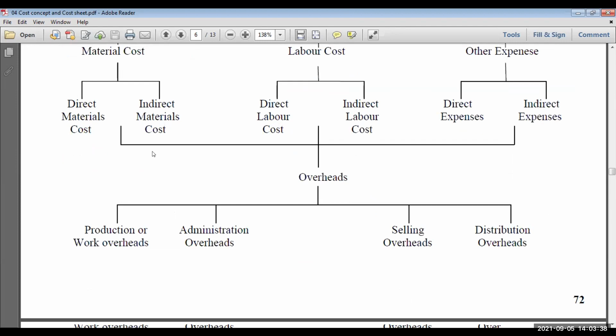So all these indirect material, indirect labor, and indirect expense are put together. We call them overhead expenses. Based on the purpose or the place where that particular indirect expense is taking place, we can classify them into three categories. One is production overheads, or you can call them work overheads, manufacturing overheads, or factory overheads. Second one is administration overheads. Third one is selling and distribution overheads. So these three are the overheads.